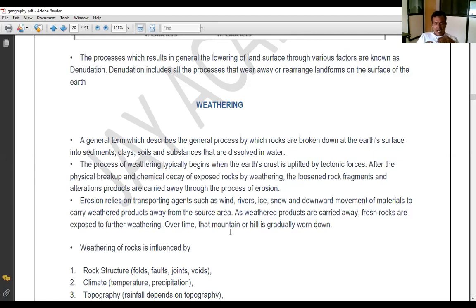So the height of the mountain increases due to the internal forces, due to the compressional forces, and the height of the mountain reduces due to the weathering and erosion, right? So as the weathered products are carried away, fresh rocks are exposed to further weathering. Over time, the mountain or hill is gradually worn down. Worn down means the height of the mountain reduces, right?